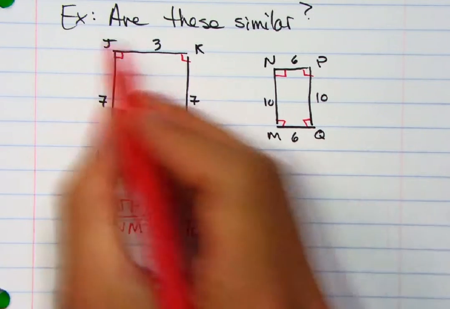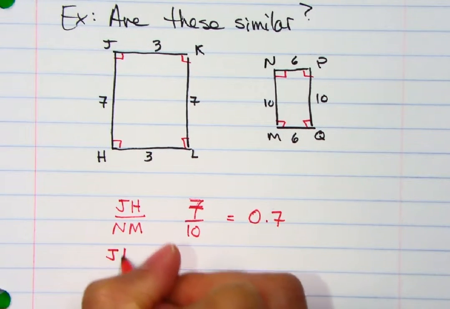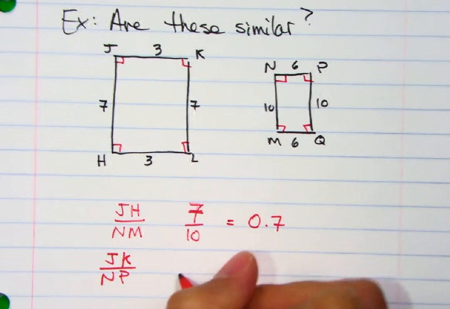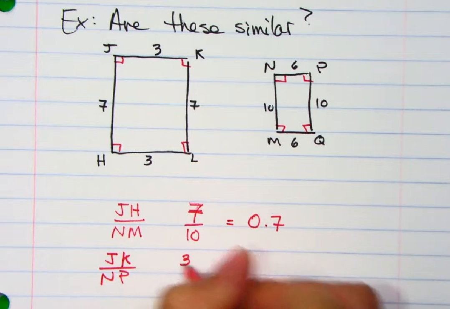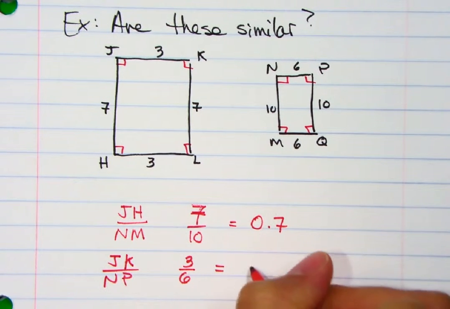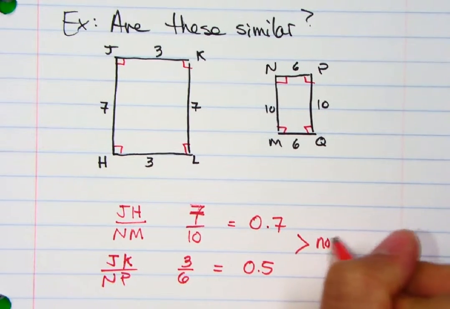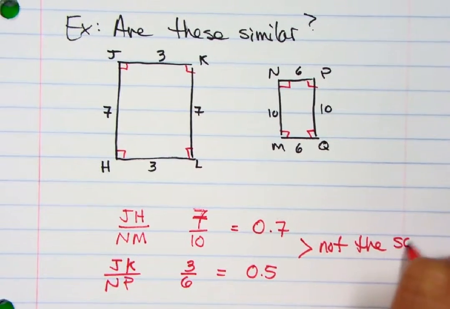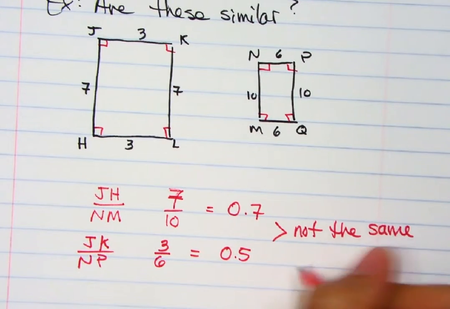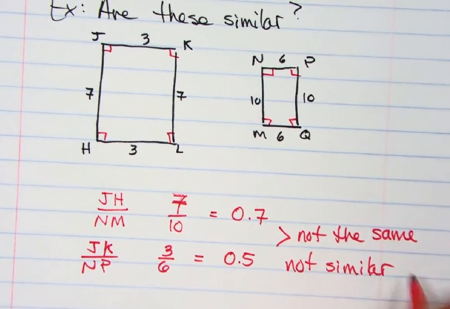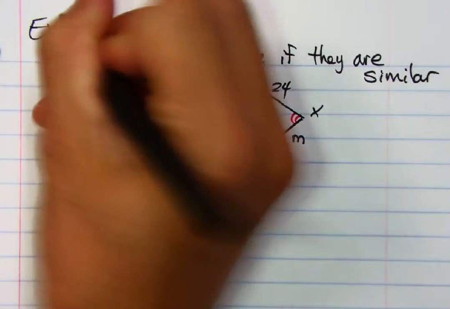Next, I'm going to check the shorter side. Let's go from J to K, the top part. Well, that compares to N to P, the top part of the little one. And in this case it is 3 over 6. If I do 3 over 6, 0.5. Uh-oh. So these are not the same. So if they're not the same ratio, then I know they are not similar. They have to be exactly the same ratio in order to be similar. So now we come to another example.